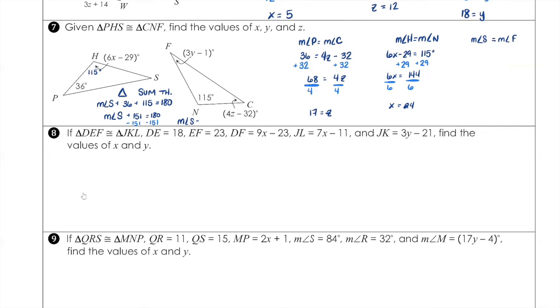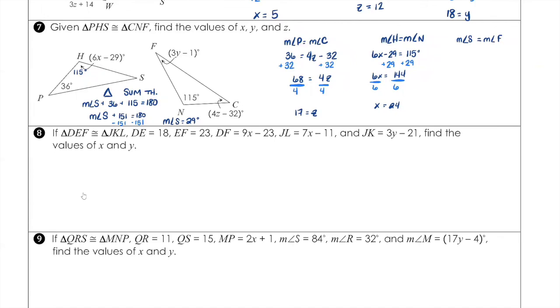Now we can go back to our congruency statement. What did we just find out S to be? 29. And then what would the measure of angle F be? 29. But we're trying to find y, so what is the measure of F right now? 3y minus 1. What do you want to do first? Add 1 to both sides. So 29 plus 1 gives us 30.